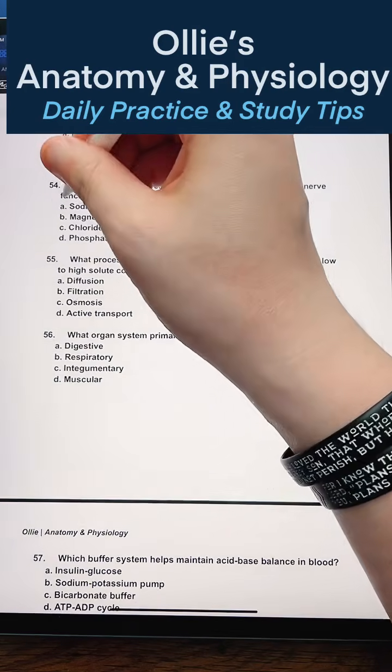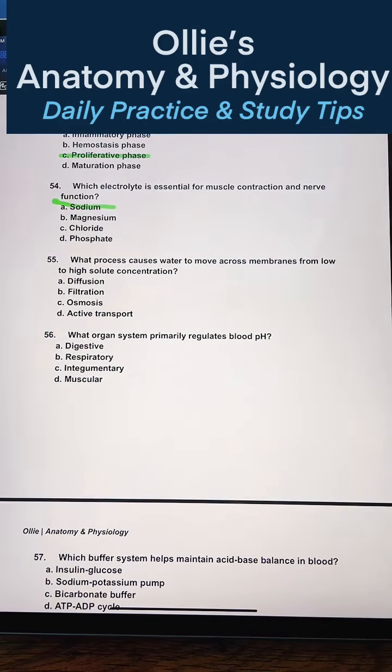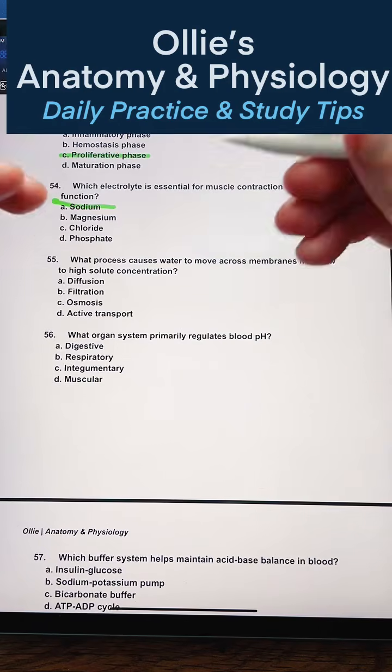54, the answer is sodium. So which electrolyte is essential for muscle contraction and nerve function? It is sodium. Remember, sodium is what is going to generate our action potential.